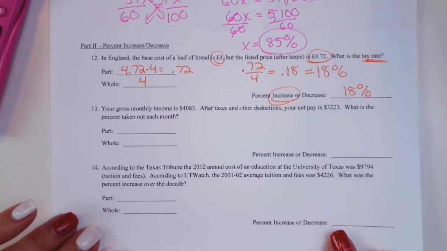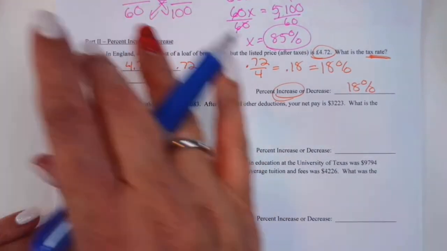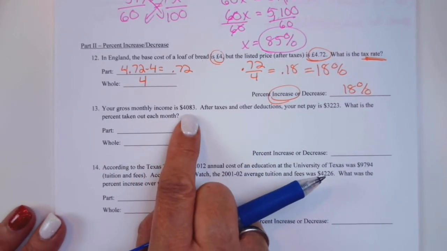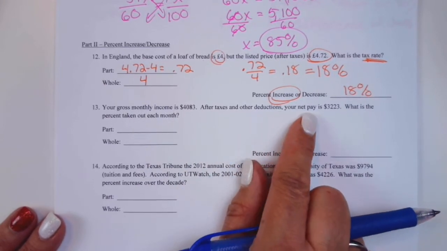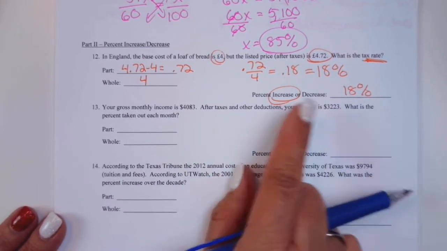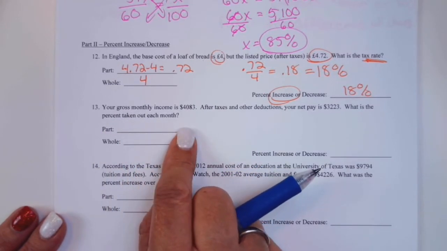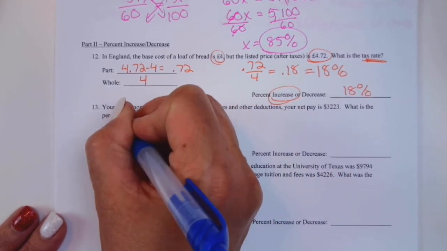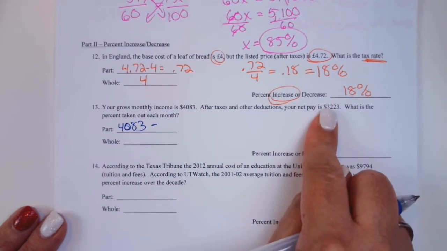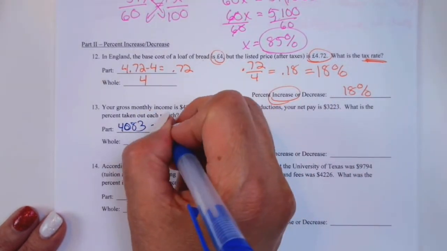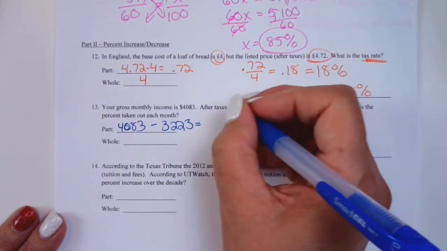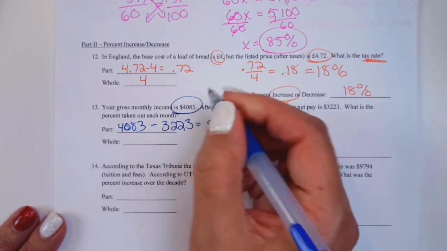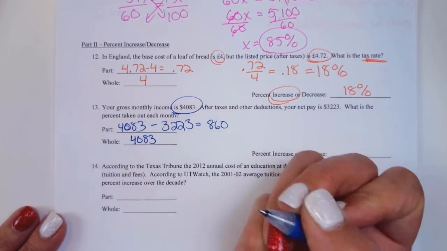Next, 13. So be careful with what is the part and what is the whole. Number 13, your gross monthly income is $4,083. After taxes and other deductions, your net pay is $3,223. What is the percent taken out each month? So our part here is going to have to be, we're going to have to subtract because it's asking what is taken out. So we're going to do the subtraction, and when we do it, we get 860. Our whole is this number here. That is what we get before the deductions.